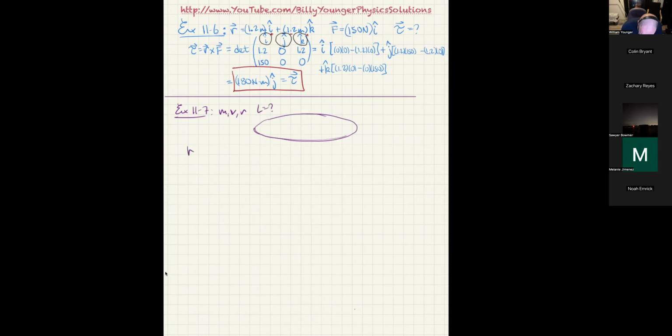Now L, oh, let's write it another way. L is equal to R cross P, which equals R cross MV, like this. So if we imagine this thing going around in a circle, and they said it's going counterclockwise, so that means the velocity back here is this way, and then out in front it's to the right, and so on and so forth. So this distance right here is R.